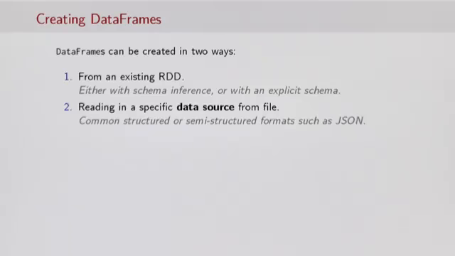So let's get into it. How do we create a data frame? There are two ways to create a data frame, either from an existing RDD or by reading in some kind of specific data source from files. So reading in some kind of common structured or semi-structured format like JSON. And for creating a data frame from an existing RDD, we can do it via two ways, either by inferring the schema or by explicitly providing the schema that should be contained inside of our data frame.